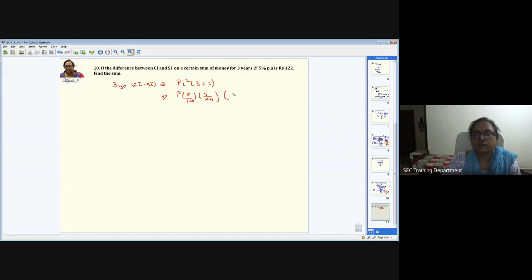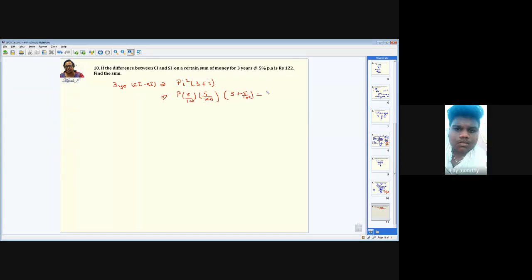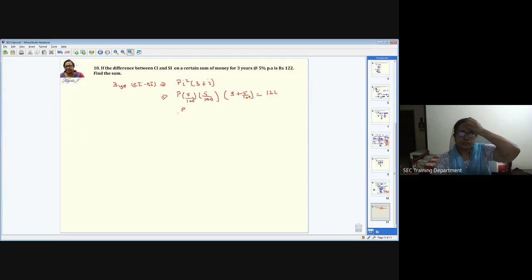And here it is going to be 3 plus 5 by 100. This is 122. Right, so you can say this is P into 25. 25 by 100 is 1 by 4. So P by 400. Right? Just cancelling this, this is 20, and here also 20. So 20 into 20 is 400. You can say that way also.